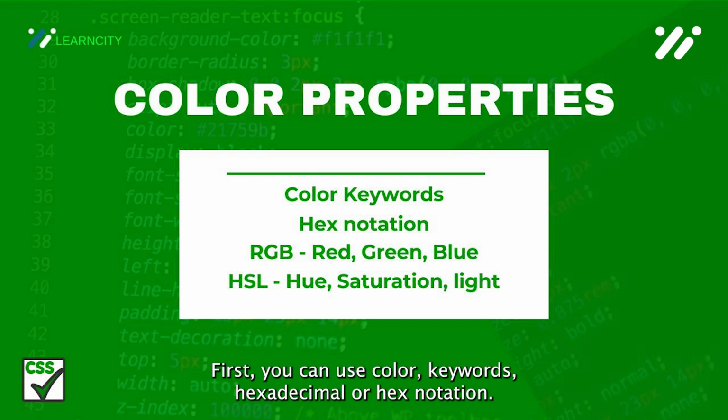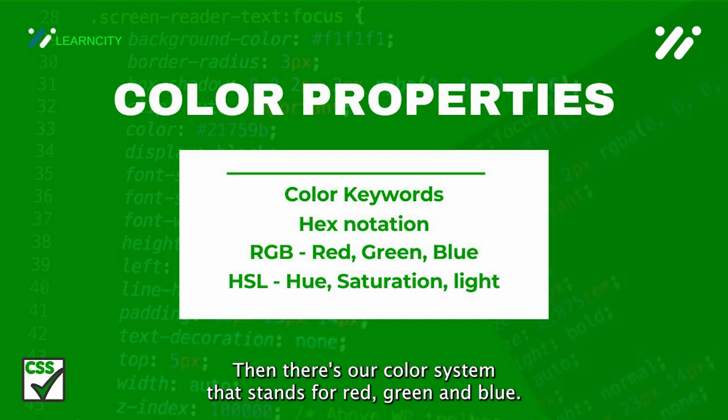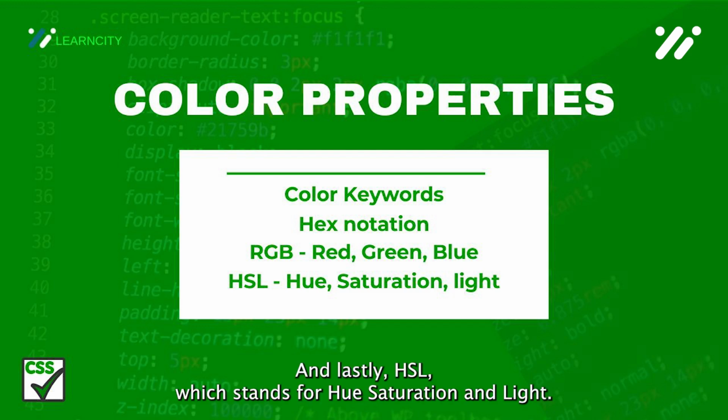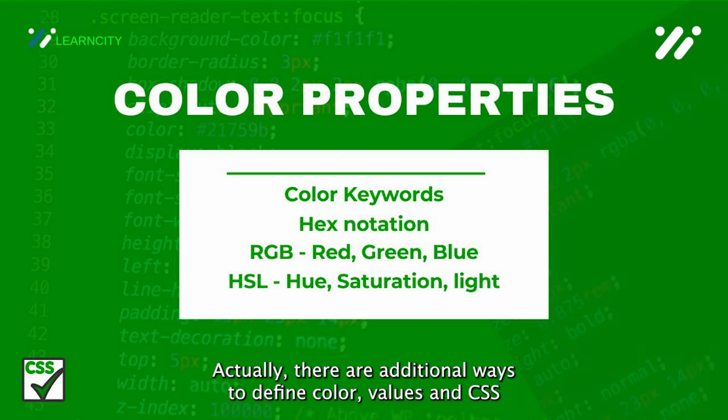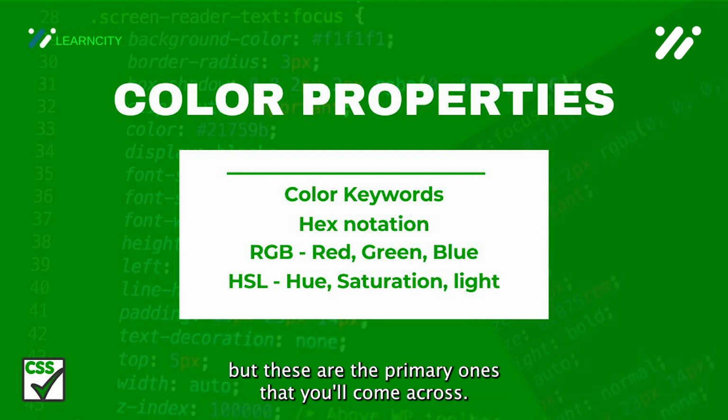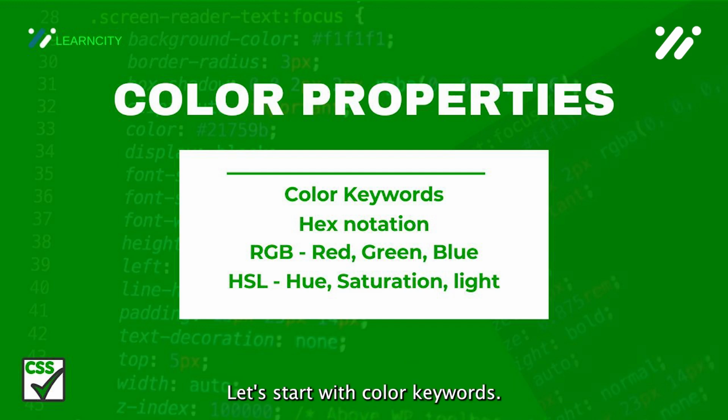First, you can use color keywords, hexadecimal or hex notation. Then there's the RGB color system that stands for red, green, and blue. And lastly, HSL, which stands for hue, saturation, and lightness. Actually, there are additional ways to define color values in CSS, but these are the primary ones that you'll come across. Let's start with color keywords.